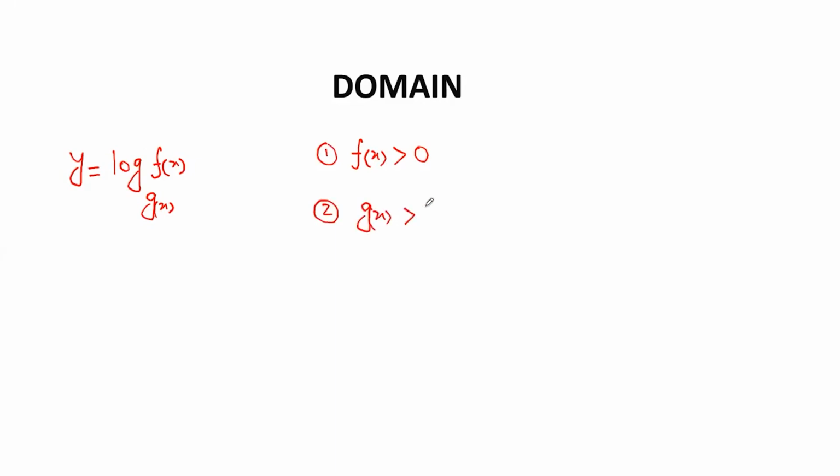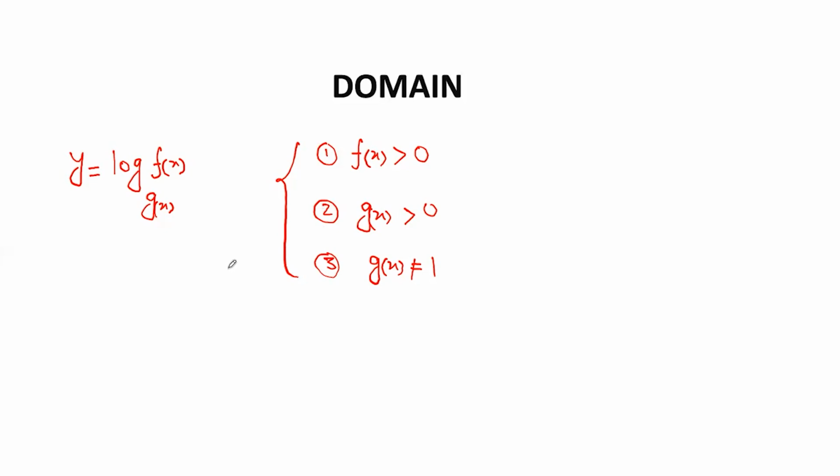Last class, we have seen the domain of the function. Domain of a logarithmic function, log f(x) base g(x). So the first condition is f(x) greater than 0. Second, g(x) greater than 0. And third, the base g(x) not equal to 1.